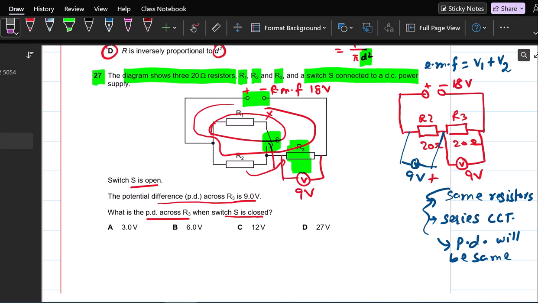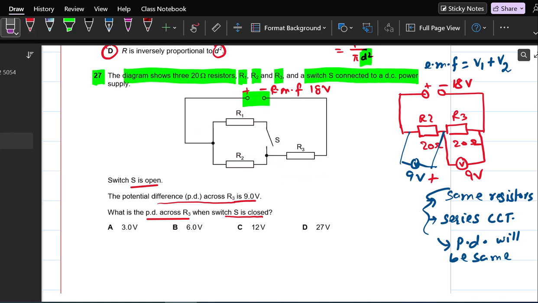So if we see this circuit again, what is happening here? When the switch is closed, these two resistors are in parallel with each other. Now these two resistors are connected parallel to each other.